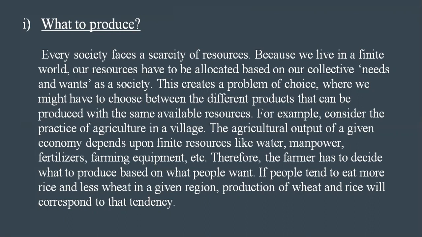For example, consider the practice of agriculture in a village. The agricultural output of a given economy depends upon finite resources like water, manpower, fertilizers, farming equipment, etc. The farmers have to decide what to produce based on what people want. So the farmers produce things which are in demand and which are demanded by people more. If people tend to eat more rice and less wheat in a given region, production of wheat and rice will correspond to that tendency.